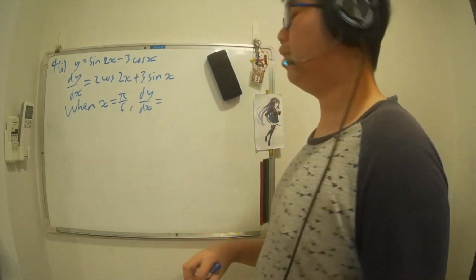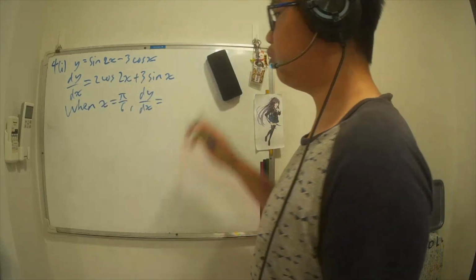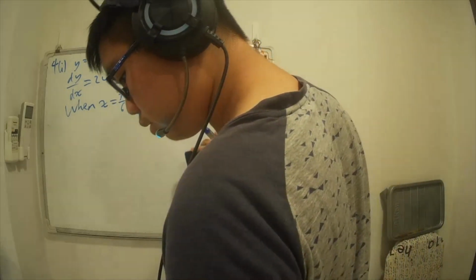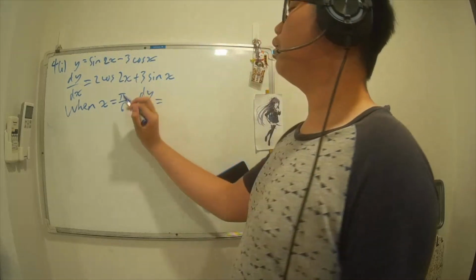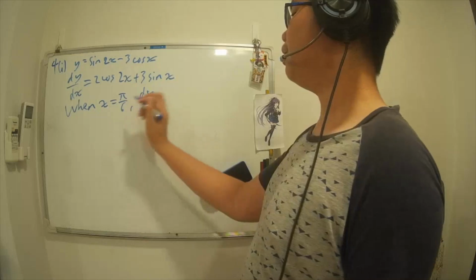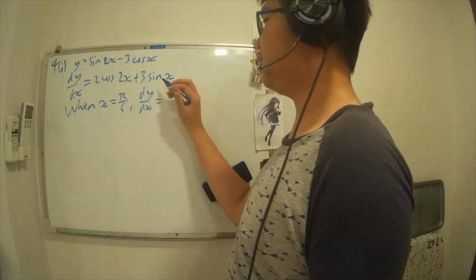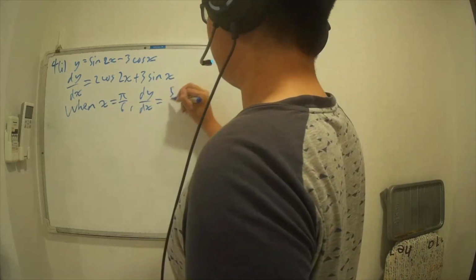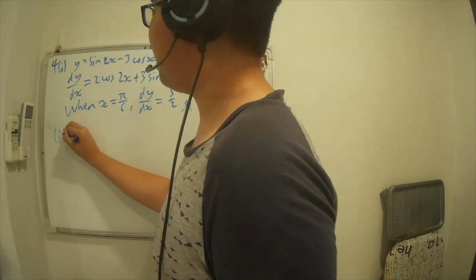Alright, then let's see. Cosine pi over 3 is square root. Sorry, no. Cosine pi over 3 is half. So this is just 1. Then sine pi over 6 is also half. So this is 3 half plus 1. This is 5 over 2. Alright? Part 2.